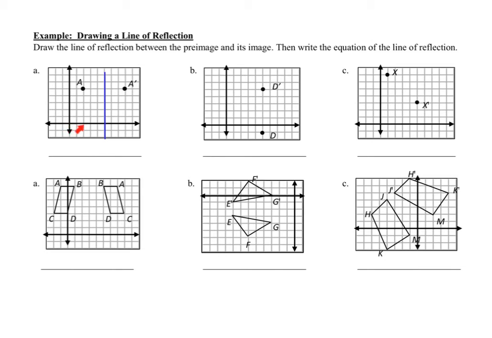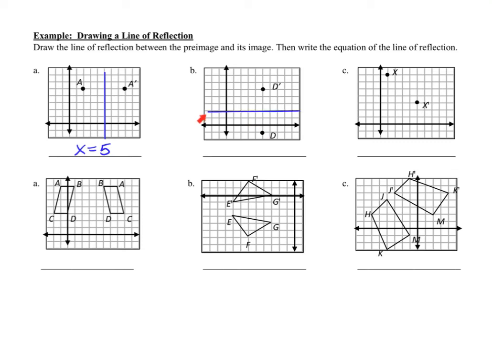So we want to look at our x-axis to see where this line passed through. So if this is 1, 2, 3, 4, 5, it's passing through 5 on the x-axis, so your line of reflection would be x equals 5. Let's look at letter B. So now you have D, which was the original, and this is the image. So we want to find the halfway point between D and D prime.